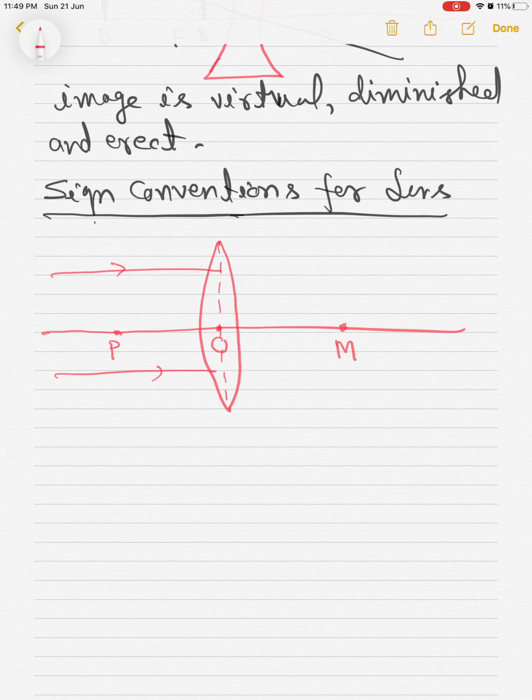The height of the image, if it is erect, will be taken as positive, and if it is inverted, the height will be taken as negative. So, these sign conventions are used the same for the convex lens as well as for the concave lens.